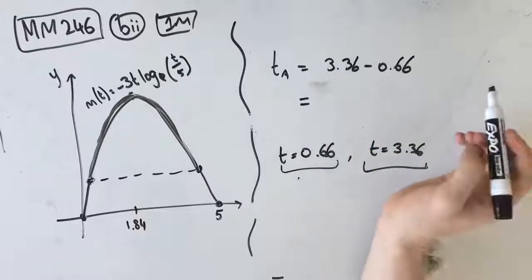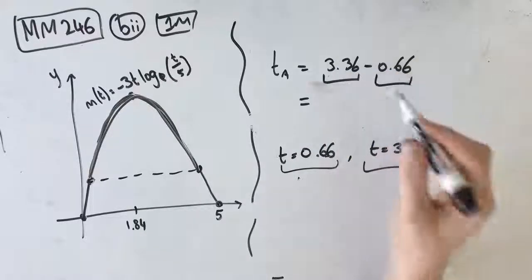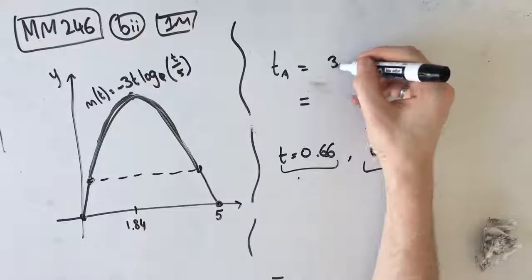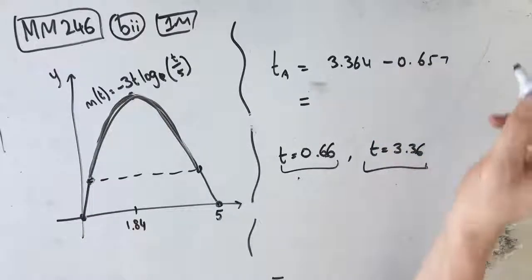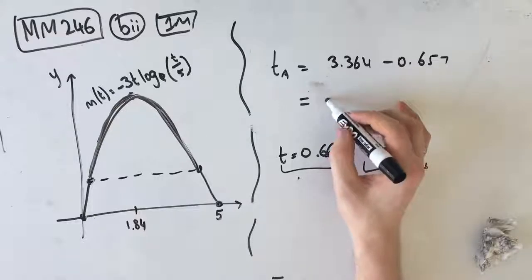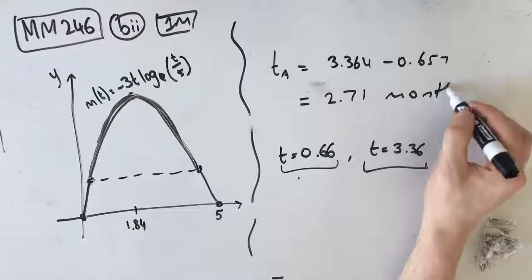Now we need to make sure that we use our full decimals, okay? So in the calculator, this would actually be 3.364 minus 0.657, right? So we rounded these initially, but what this is actually going to give us is 2.71 months.